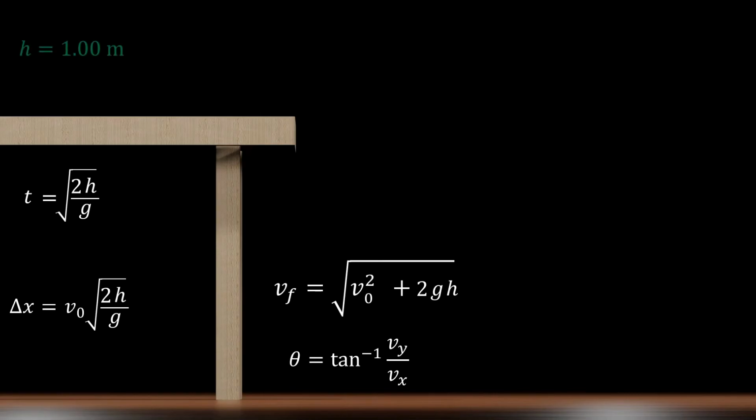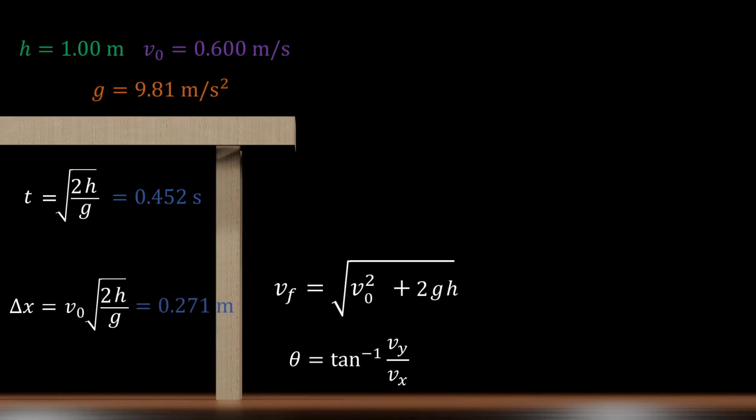The table has a height of 1 meter, and the ball is initially moving at a speed of 0.6 meters per second. The acceleration due to gravity, g, is 9.81 meters per second squared. This gives us a fall time of about 0.452 seconds and a horizontal distance of about 0.271 meters. We can calculate the final y velocity to be negative 4.43 meters per second and the final total velocity to be 4.47 meters per second at 82.3 degrees below the horizontal. It's always helpful to check if your answer is a reasonable value, and these seem good.